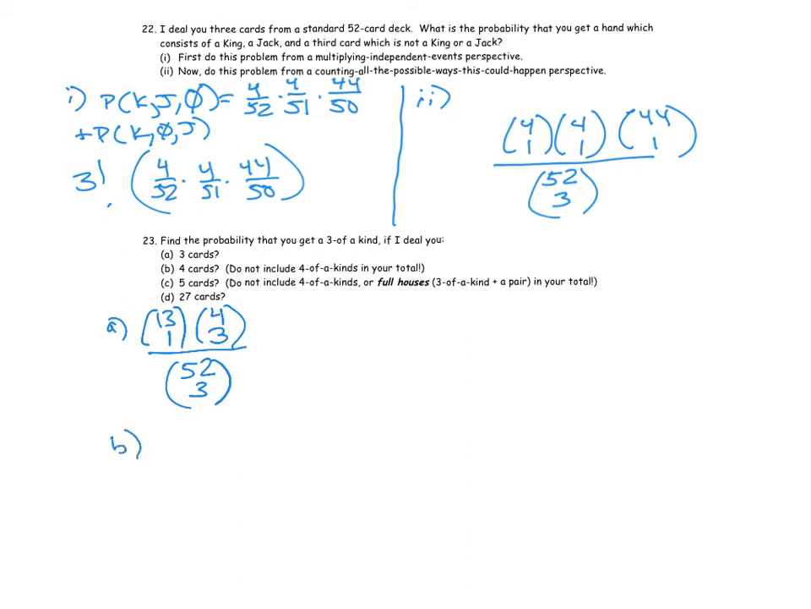Part B is if I'm dealt 4 cards, find the probability to get 3 of a kind. And notice I'm not including 4 of a kinds in my total. So the 4th card has to be unmatching. So 52 choose 4 for the denominator. And so I'm going to have, again, a 3 of a kind and then an unmatching card. So there's 13 ranks. I want to choose 1 for my 3 of a kind. And from that rank, I'm choosing 3 cards. And now from the 12 ranks left, I want to choose 1 more rank. And from that one more rank, I'm choosing one card.